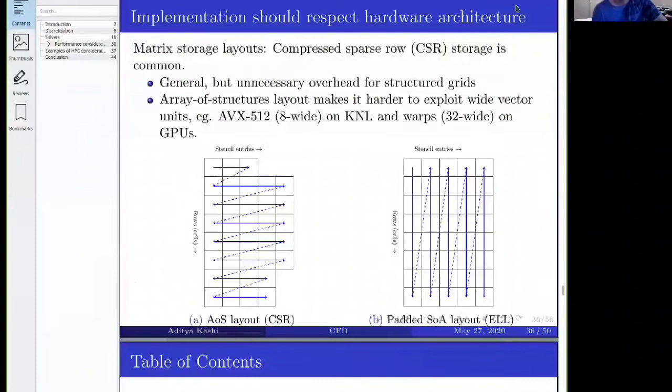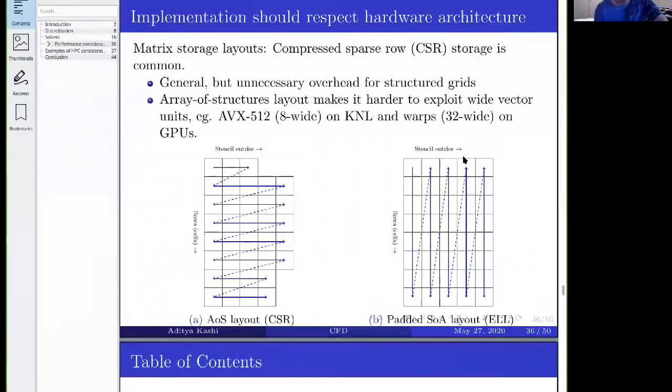The solvers should also respect the hardware architecture. So it's not just the physics, but also the hardware architecture. The typical way of storing matrices for solving that Newton problem is called compressed sparse row storage. The schematic is here, where for every cell, we store the coefficients of the matrix contiguously for its different neighbors. Then we move to the next cell and store the coefficients for its neighbors, and then to the next cell and so on. But the other alternative is we can store a particular coefficient of all the cells first, and then we can store a different coefficient of all the cells and so on.